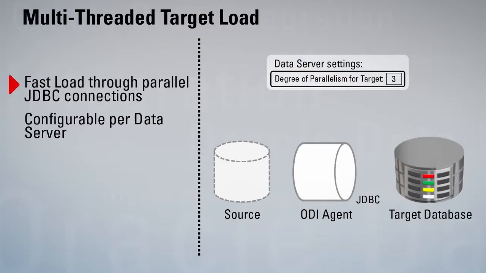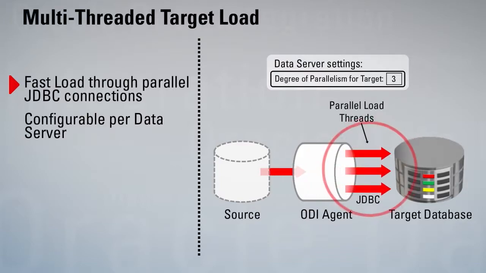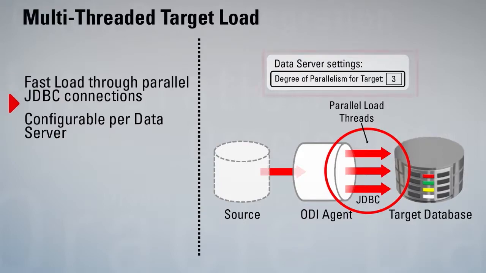Besides big data, we have improved performance of loading relational databases by automatically distributing a single load onto multiple parallel JDBC connections. This is transparent to the user, but you can limit the upper bound of parallelism in your data server configuration.